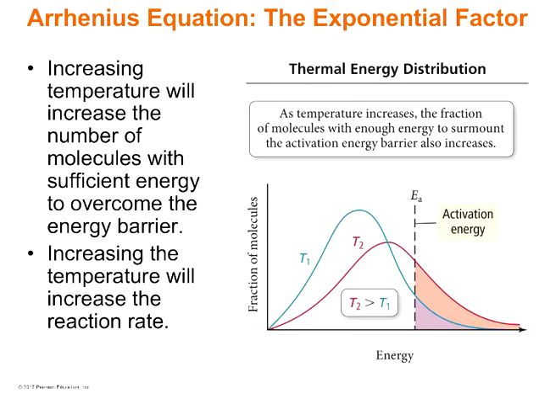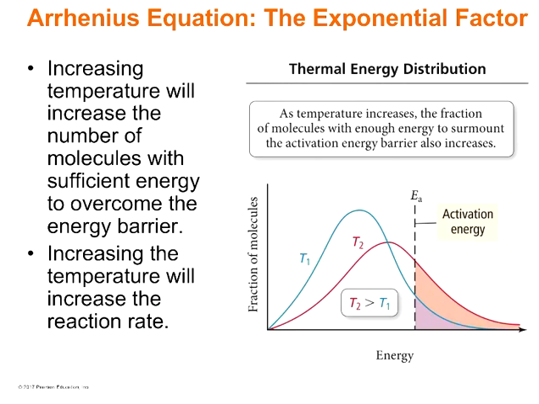Now, another way that we can affect the activation barrier is to increase the temperature. If we increase the temperature of a reaction, that will increase the number of molecules that have enough energy to overcome the energy barrier. So increasing the temperature will increase the reaction rate.